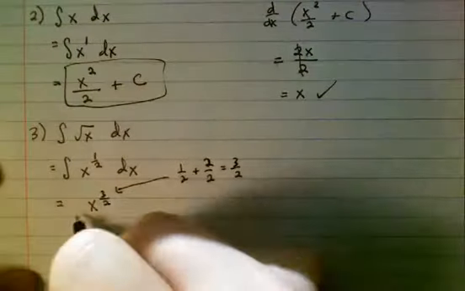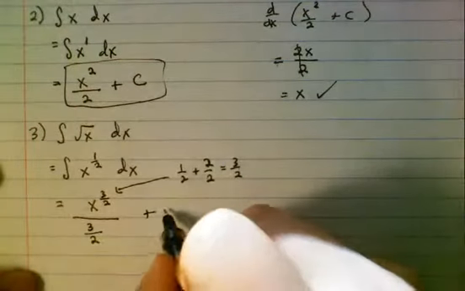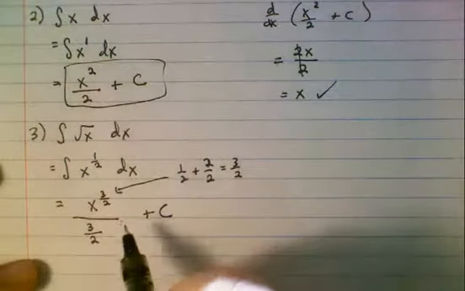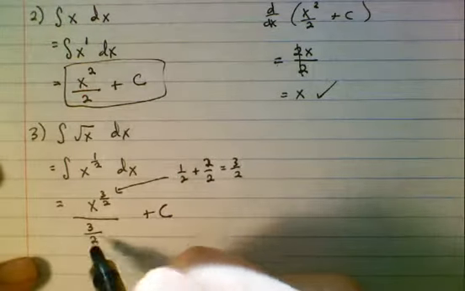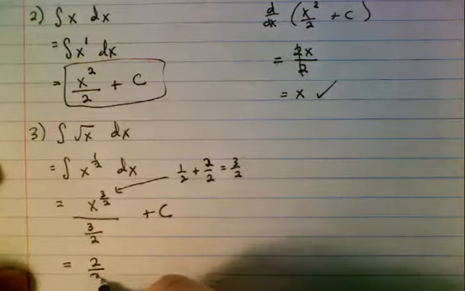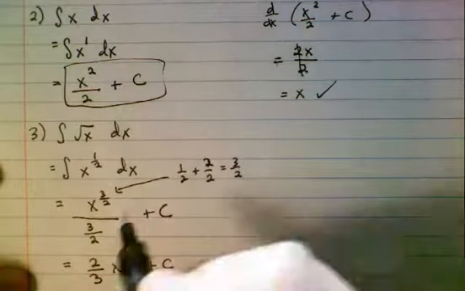So we have x to the 3/2, and then we divide by our new exponent, which is 3/2, and add c. When we're dealing with these fractions, make sure that you're comfortable with when we divide by a fraction. That's the same as multiplying by the reciprocal. So this is 2/3 x to the 3/2 plus c.